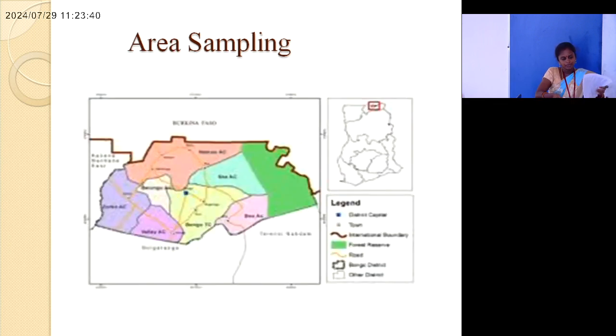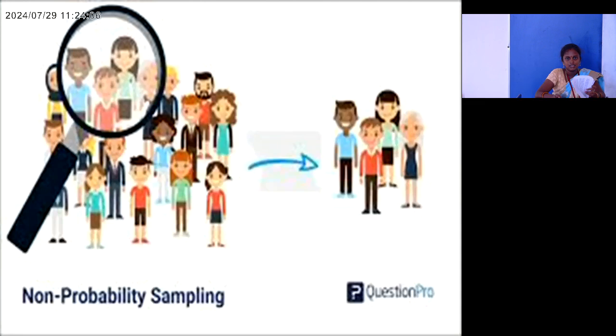Area sampling. This method involves taking a sample from a specific area and using this sample to make generalizations about a larger population. Area sampling is often used in marketing research, health sciences and other fields where the researcher wants to draw conclusions about a large population from a smaller sample.